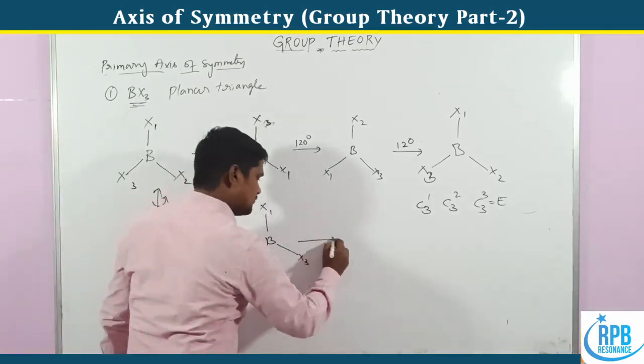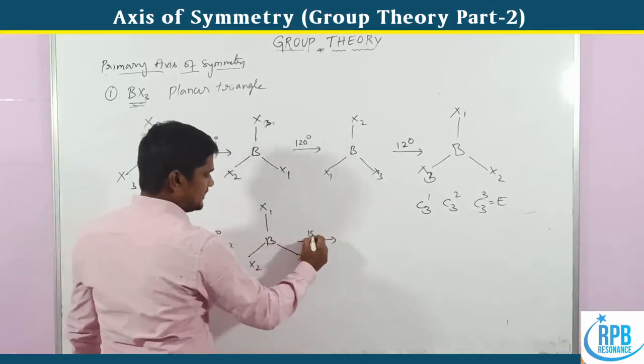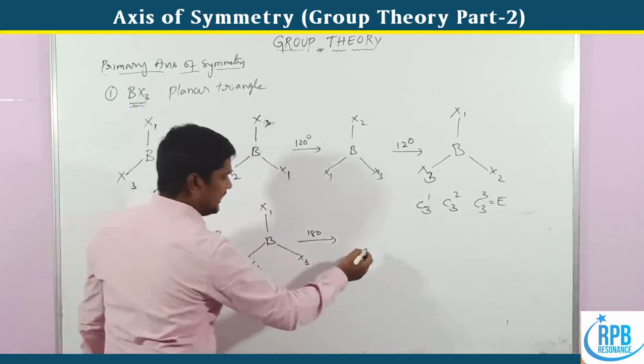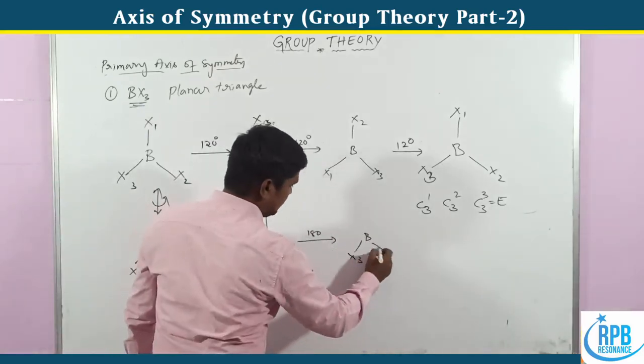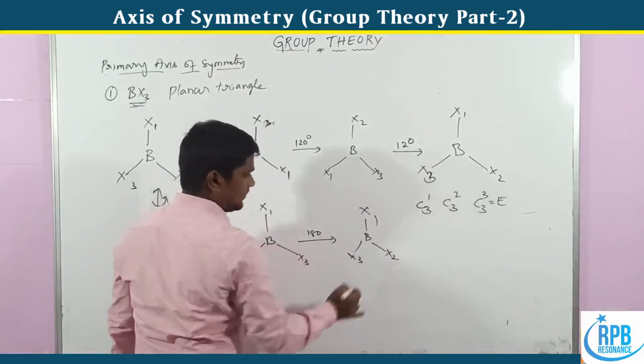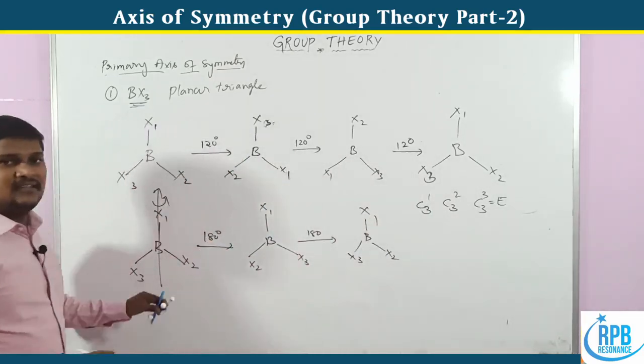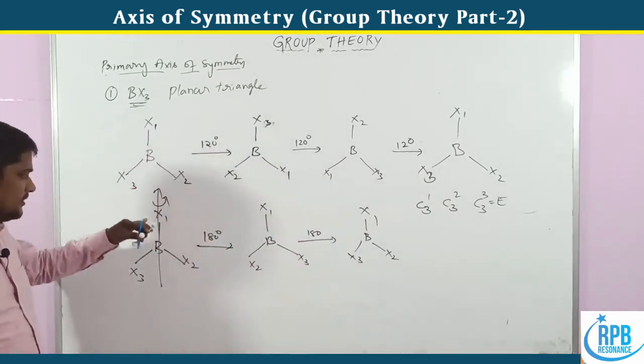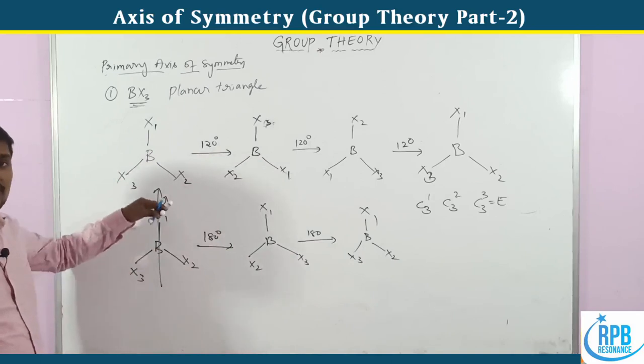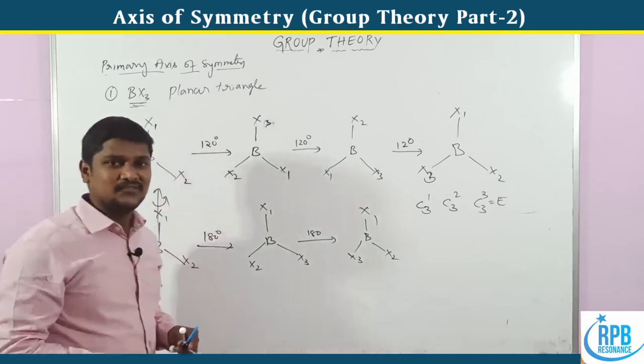Again, one more C2 is present, that is, 180 degrees rotation will produce an identical configuration. X3, X2, X1. So overall C2 is present through the X1 and the boron. So one type of C2 is present.